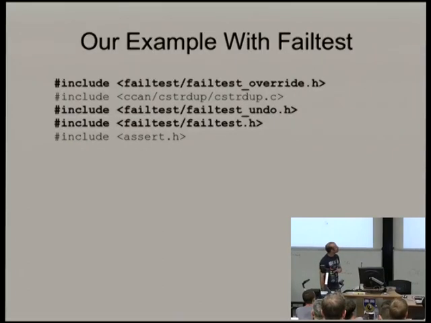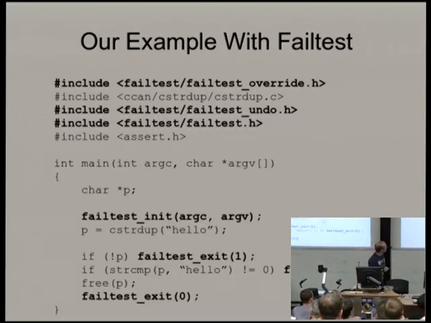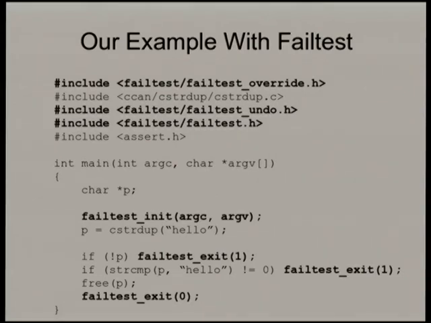So we take our example and we add the headers here. We add failtest override, then we include our C file, and then we add failtest undo and failtest. And we run failtest init, and instead of exiting or returning 1, we use failtest exit. And that there will test that malloc failure path. So it's a pretty straightforward transformation to your test driver framework to test your failure paths. And that's the appeal of something like failtest. Except for when, of course, some of the heuristics go wrong and it actually introduces more failures.